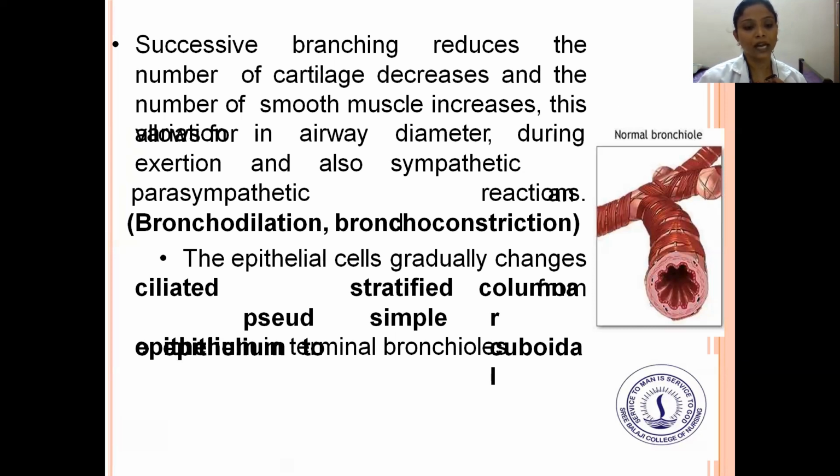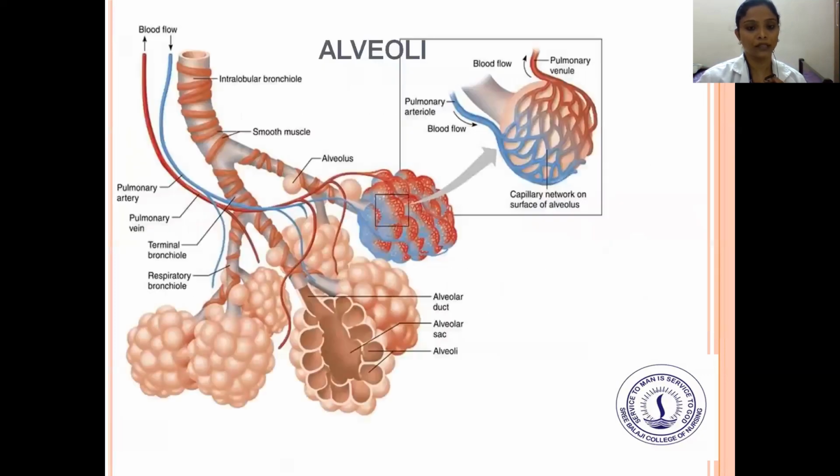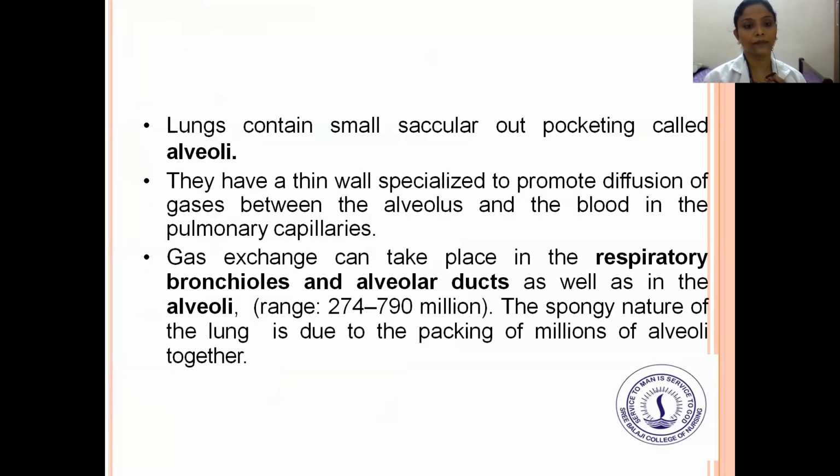The epithelial cells gradually change from stratified squamous epithelium to simple epithelium toward the terminal bronchioles. So you can see in this picture the blood flow, the pulmonary artery, pulmonary vein, terminal bronchioles, respiratory bronchioles, alveolus, smooth muscles, and intersegmental bronchi.